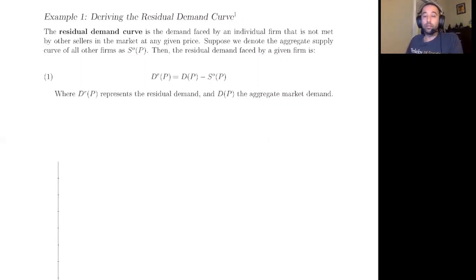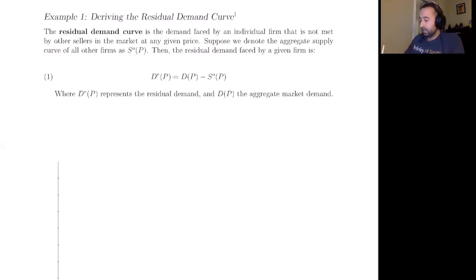So again, to think about this intuitively, the residual demand is the demand faced by an individual firm that is not met by the rest of the firms in the market. Okay, so that's why we're taking the market demand, D of P, subtracting off the supply of all the other firms in the market, and what we're left with is this residual demand that's faced by the individual firm we're discussing. Okay, so let's do a concrete example to solidify this point.